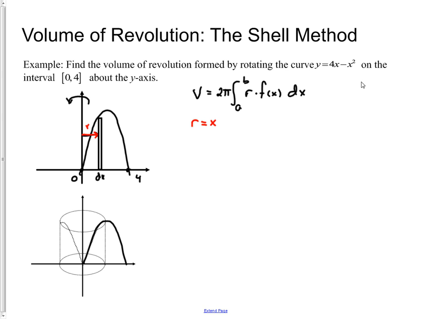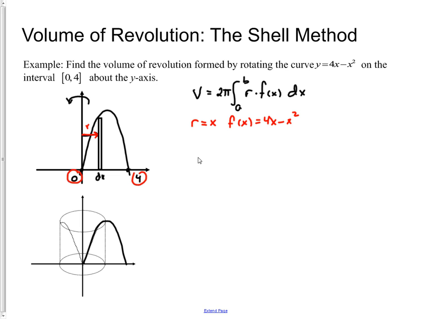Okay, how about the height? Well, the height is not too bad, right? Because our height, f of x, is going to be formed with our curve. f of x equals 4x minus x squared. And we're told to find it on the interval from 0 to 4. So that's where we're going to go right here. So let's see how this one works out.